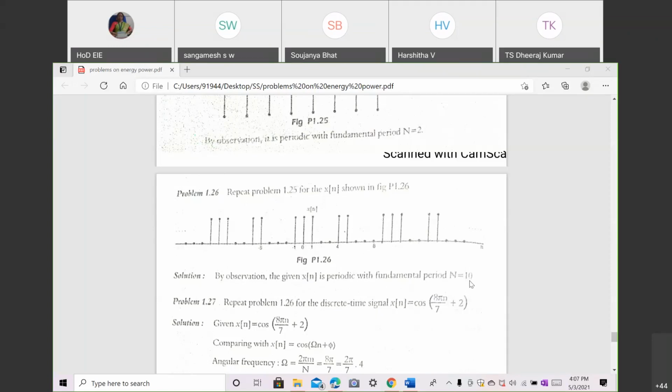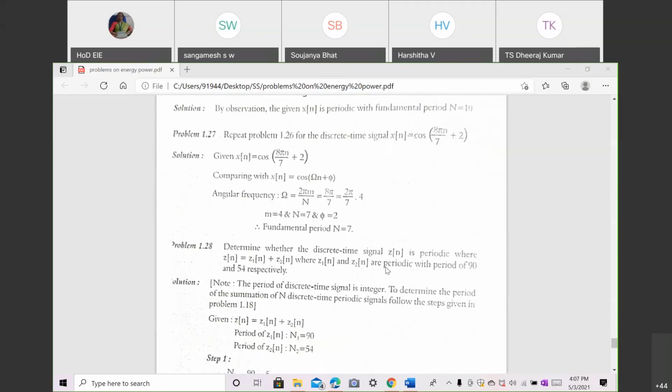Why he took 10 is because if you take only 0 to 5, we can't say it is periodic. N equal to 10 means 0 to 9. Up to 9 you can take, and you can say the pattern repeats from that number onwards. Totally 10 sequences, 0 to 9. After that, we get the repeated signal. That's why it is taken as 10.